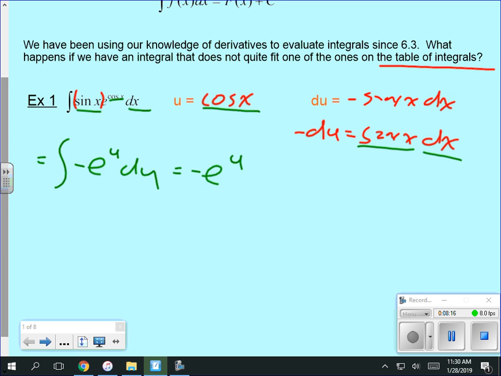Now, what do I have to do when I take the antiderivative? Let's see. There's a problem with my answer, though. What's the problem with my answer? It's u. What do I start with? X. Not a big deal. I just take u, replace it with what I did for my substitution. So my final answer is negative e to the cosine x plus c. Start with x. I need to end with x.